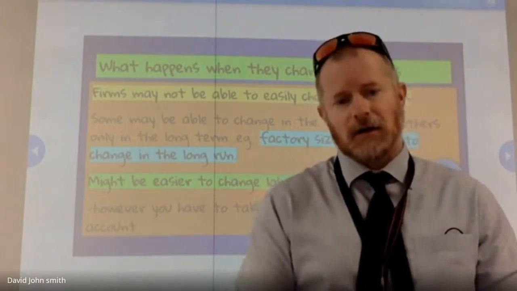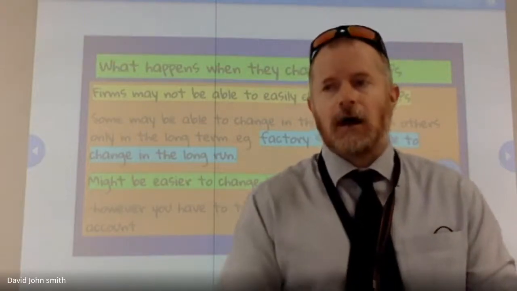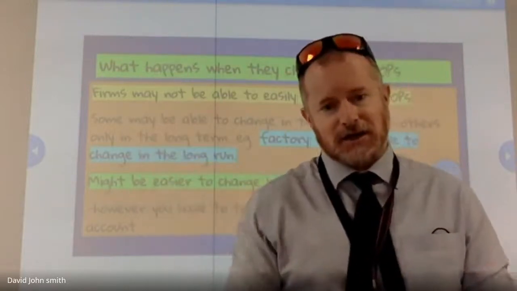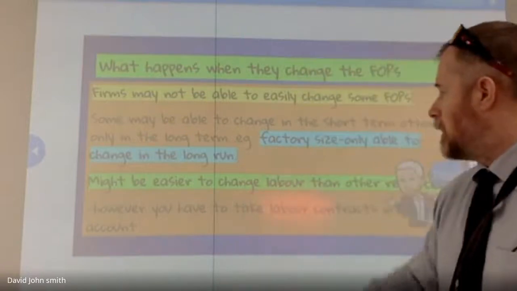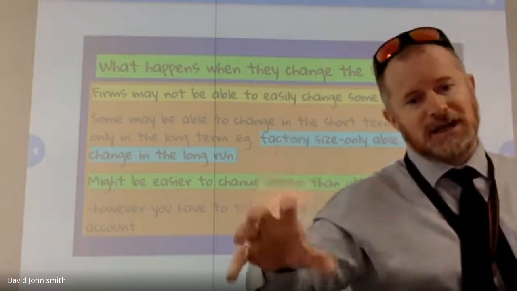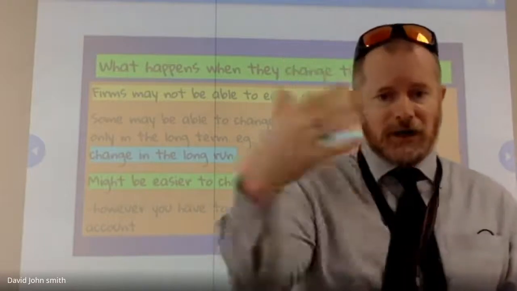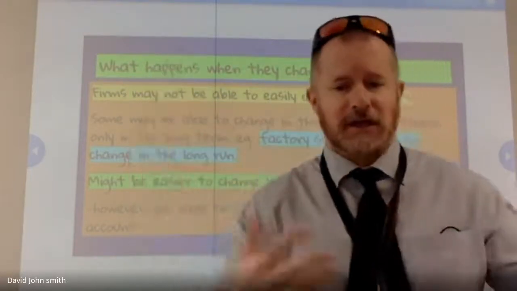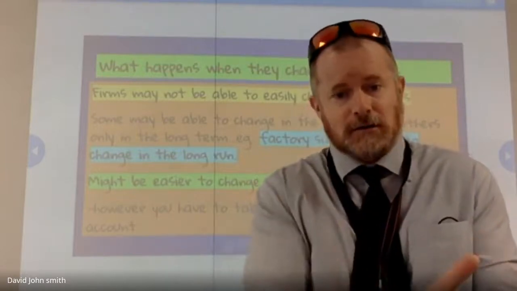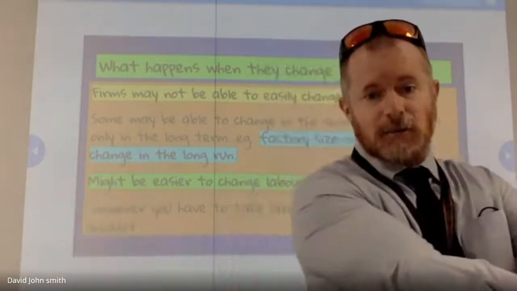It might be just pop down to the shop to buy some more pens so you can do more work. But to actually build a complicated machine or a factory, it's going to take a little bit of time. It might be easier to change labour. But you do also have to take labour contracts into account, because as we talked about before, we talked about different types of jobs and different incomes that they're able to earn. Well, you're employed. You've got a contract. So if you're going to say to your workers, okay, we need you over here to do this job now, well, that's a whole new contract.